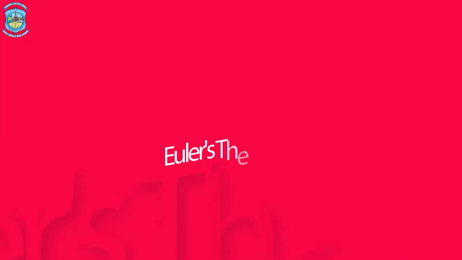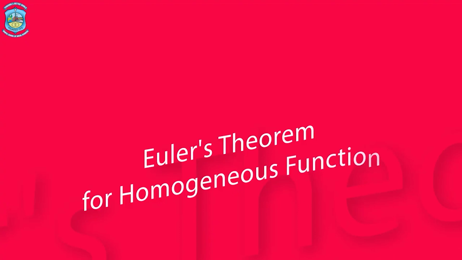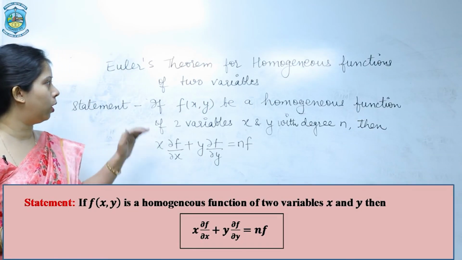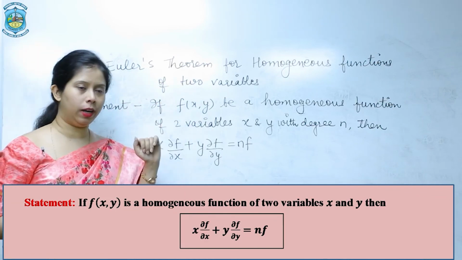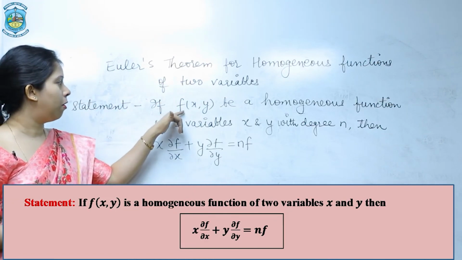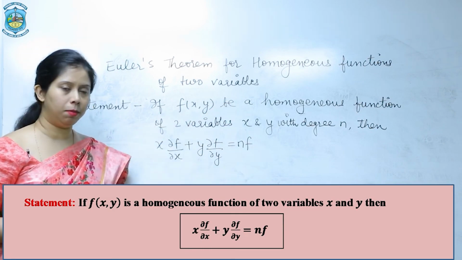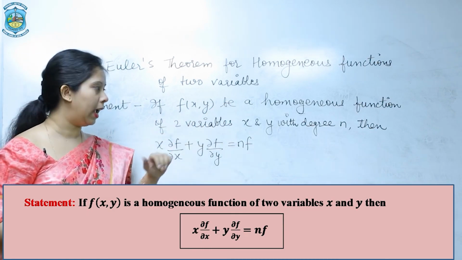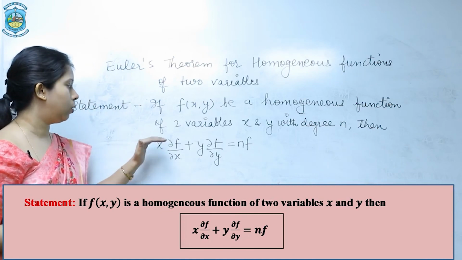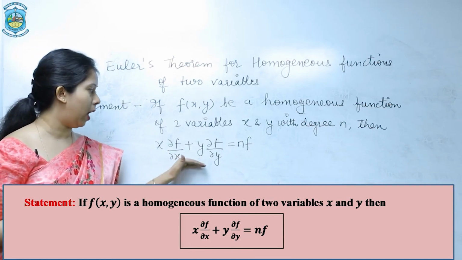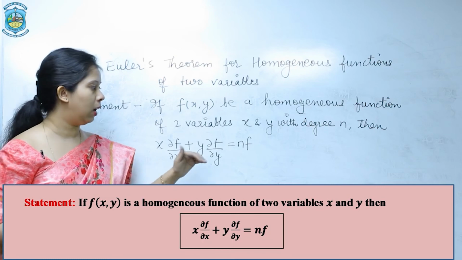Now next, moving on to Euler's theorem for homogeneous function of two variables. So the statement of Euler's theorem for function of two variables is, if f(x, y) be a homogeneous function of two variables x and y with degree n, then x ∂f/∂x + y ∂f/∂y = nf.